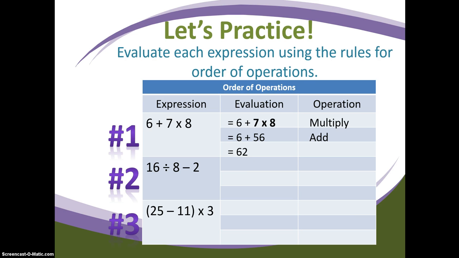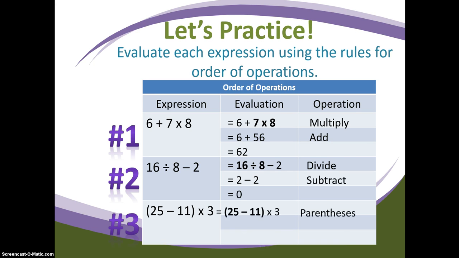On the next one, 16 divided by 8 minus 2, well, we need to divide first, so 16 divided by 8 is 2. 2 minus 2, we're going to subtract, and that's 0. The next one, we've got 25 minus 11 in parentheses times 3. Well, 25 minus 11 is in parentheses, so we have to do it first. So 25 minus 11 is 14 times 3. When we multiply, we get 42.